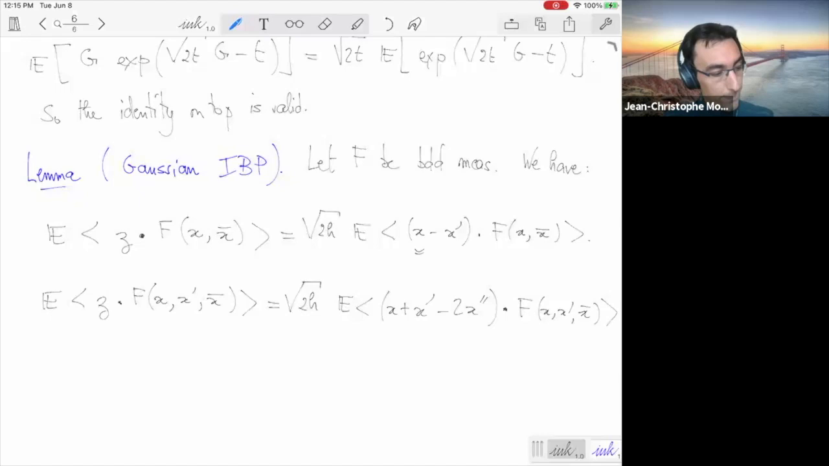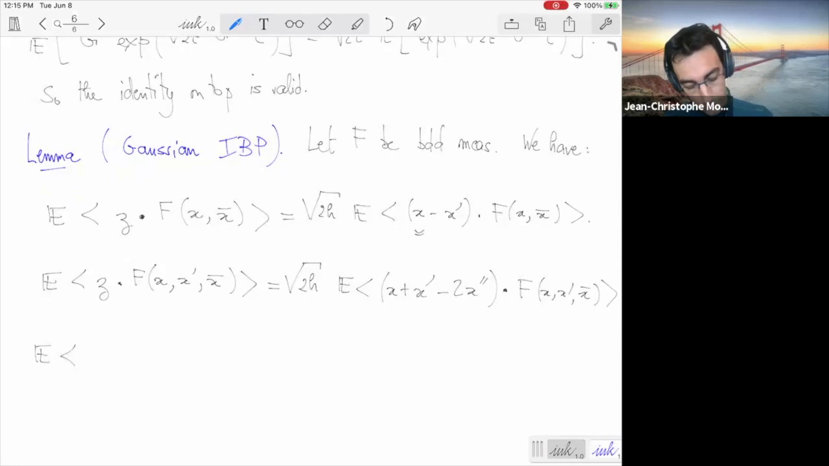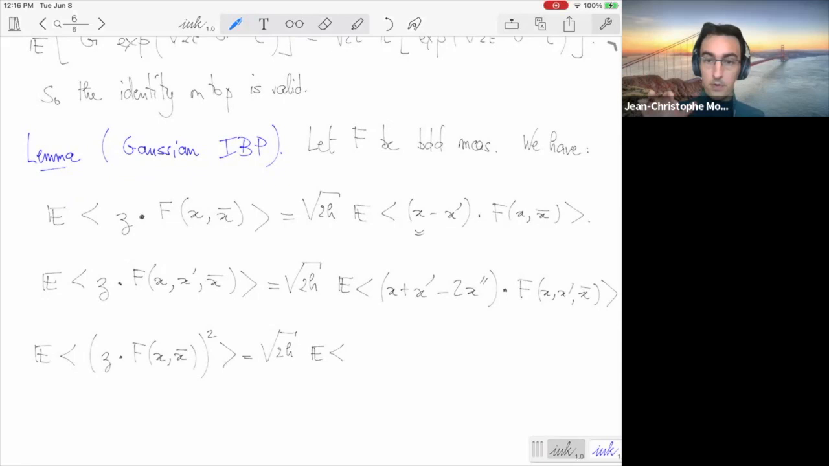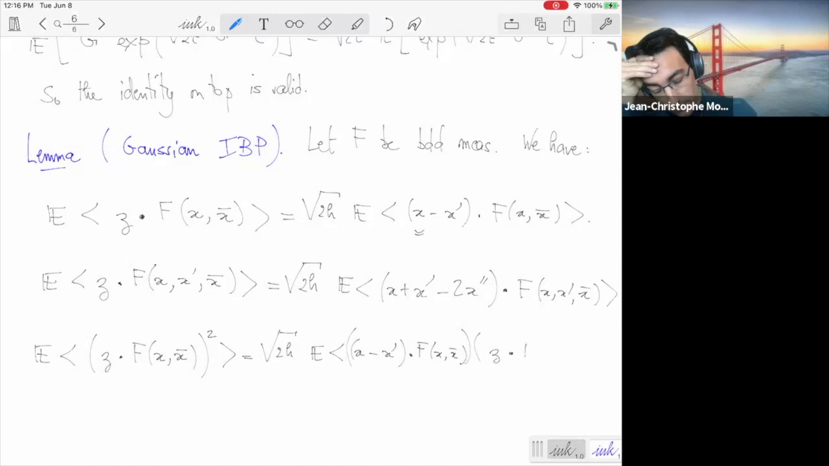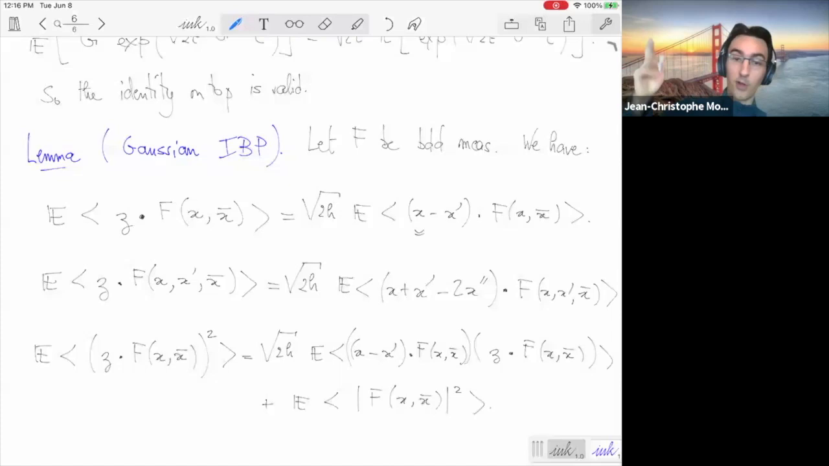It's also useful at some point to have handy what happens when we compute the square of such things. In this case, it's as if you split the square and you pretend that one of the z's is frozen and you apply the first formula. So you get x minus x prime dot f of x, x bar, all of this multiplied by z dot f of x, x bar. And then there's some extra term, which is the squared norm of f. Lots of formulas, but it's just a recording of these Gaussian integration by parts. So let me prove the first formula.